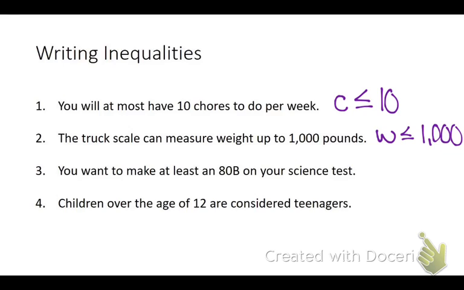You want to make at least an 80 on your science test. Try that one. Remember, guys, we're writing our variable first. So this is what we're comparing. The solutions can be less than 1,000, equal to 1,000. Yes, that's true. All right, so what variable did you use? T for test, G for grade. I did G for grade.